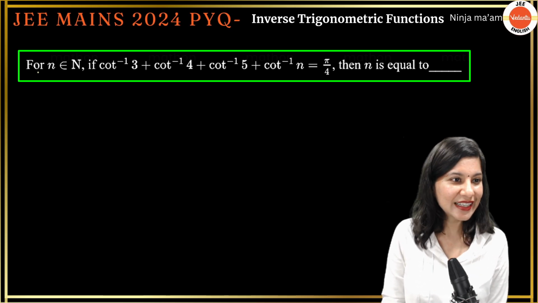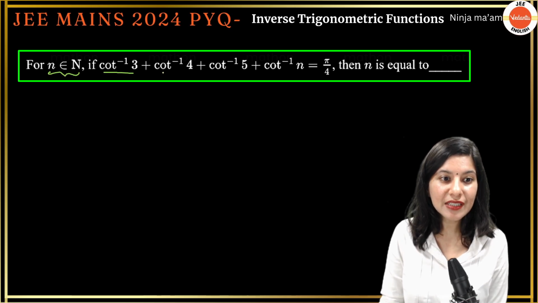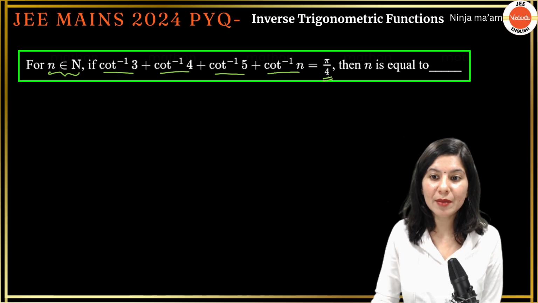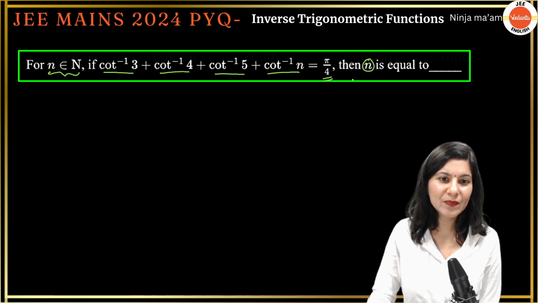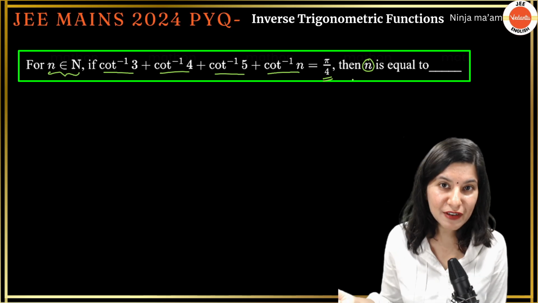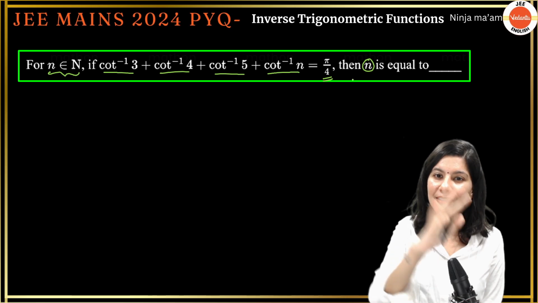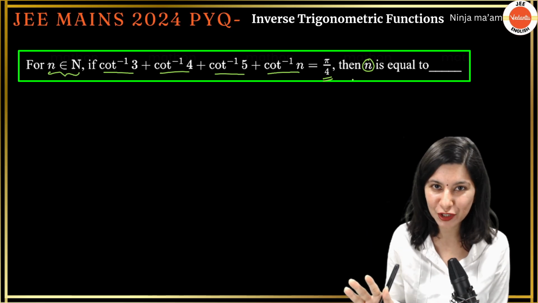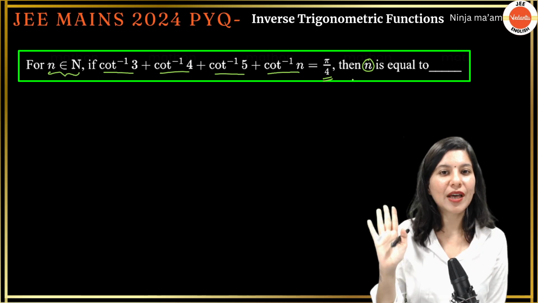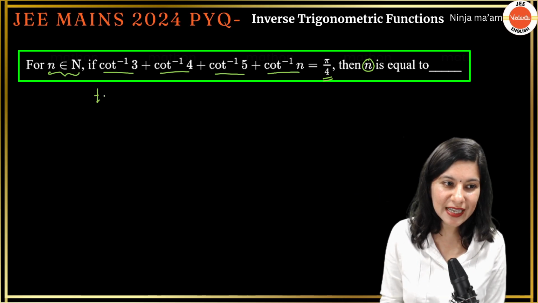For n belonging to the natural numbers, cot inverse 3 plus cot inverse 4 plus cot inverse 5 plus cot inverse n is equal to pi by 4. Then we need to figure out n. I have already told you when I was teaching inverse trigonometric functions in the row series also, that tan inverse is the favorite of all trigonometric functions. If you ever get a chance to convert everything into tan inverse, do that. Do not even think about it.